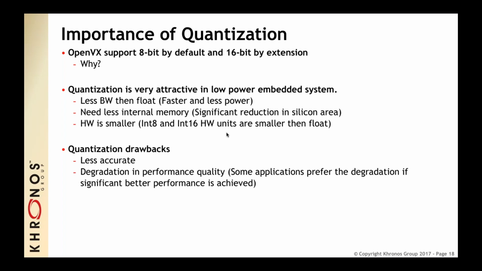Well, first thing, it's very easy to see that it's less bandwidth than float. That means in terms of optimization, we have the benefit of a reduction in bandwidth. We also need less internal memory, and that's power and silicon area. It allows very, very low power devices. And also, if I'm looking at the hardware which is doing the calculation, it's smaller as well. So there's a big incentive to do quantization. The drawback with it is that it's less accurate.